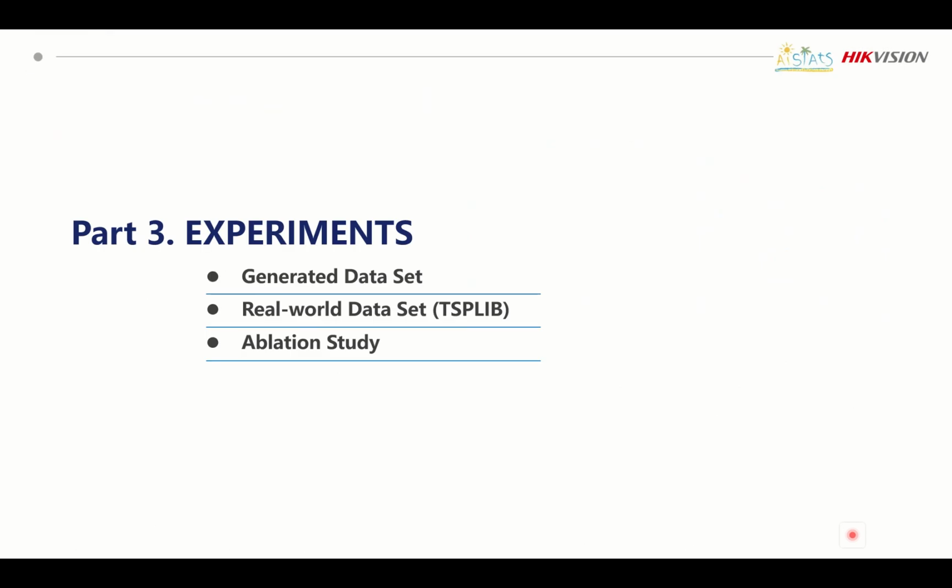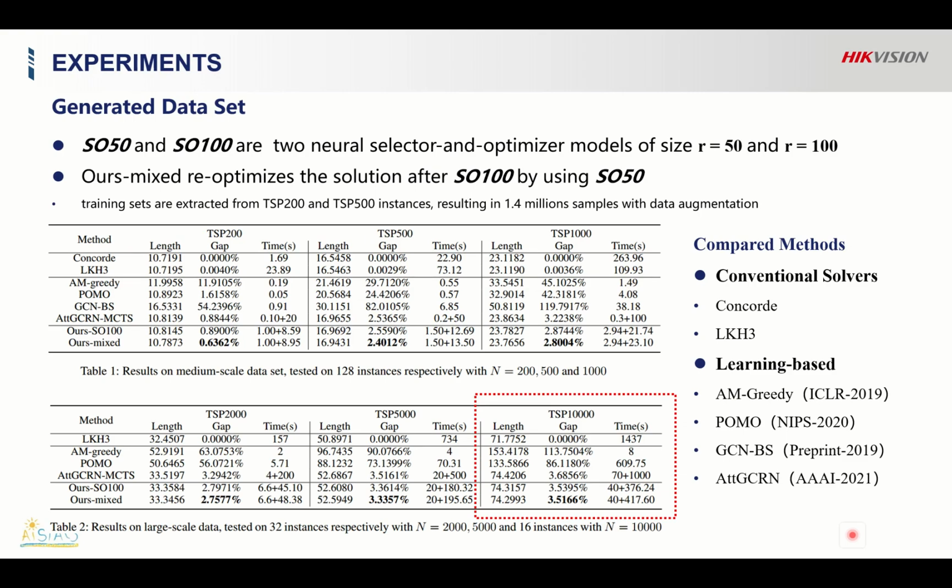We test our method on generated dataset as well as a real-world dataset. Here is our results. We construct two subsolvers named SO50 and SO100 according to different subpath lengths. Also, we use a mixed form. In our paper, we call it Ours-mixed, to re-optimize the solution using SO50 after SO100.